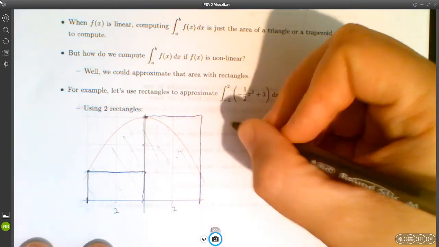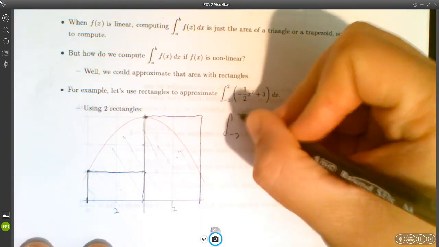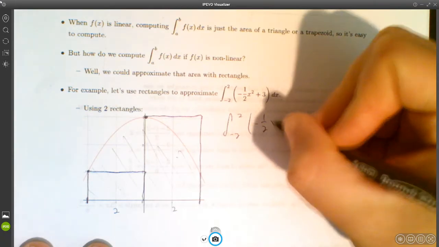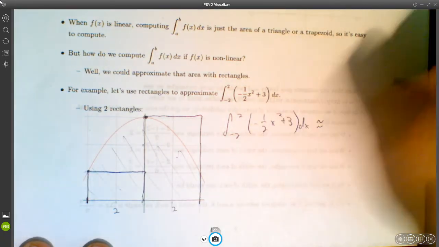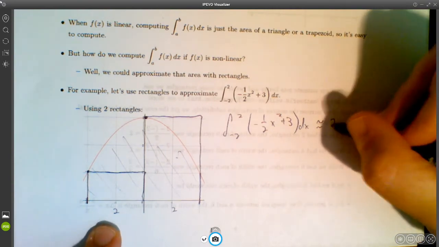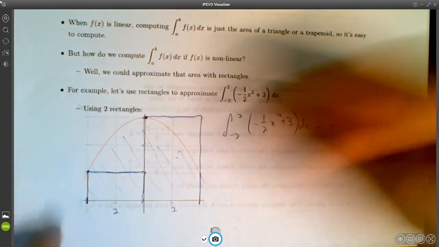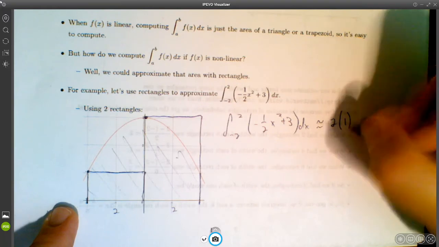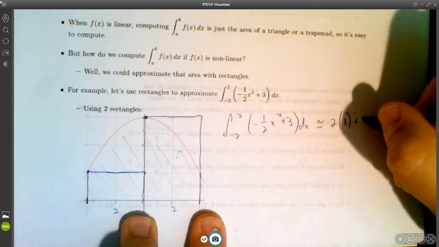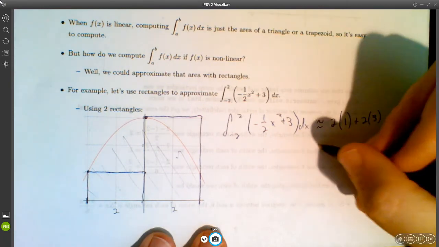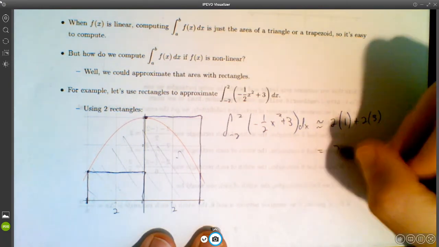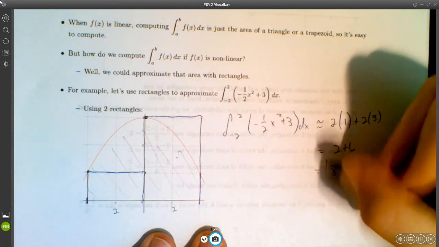So, I'm going to say this integral is approximately base times height. In this case, the height is clearly 1. And here it's going to be base times height. The height is clearly 3, right? So that would be 2 plus 6, which is 8.